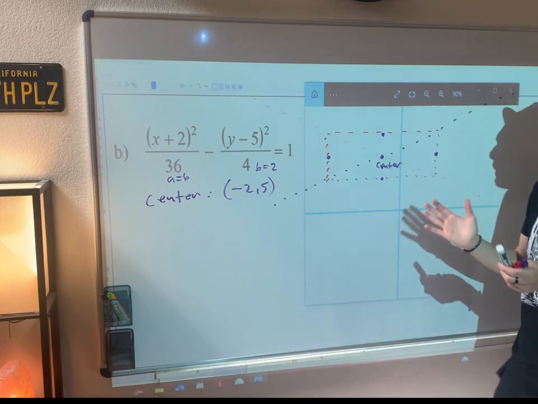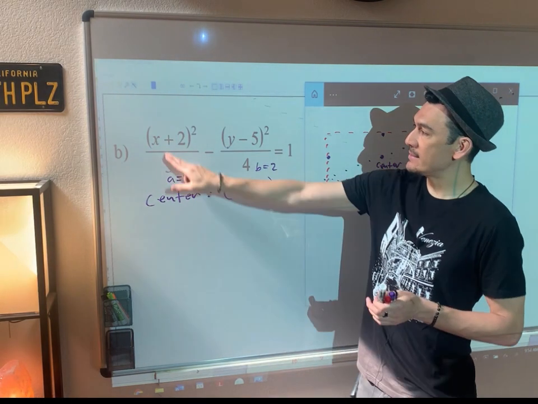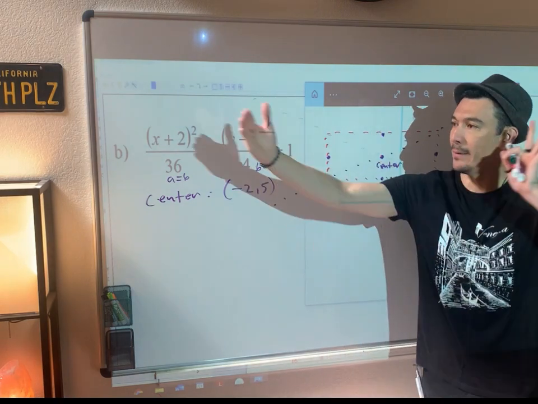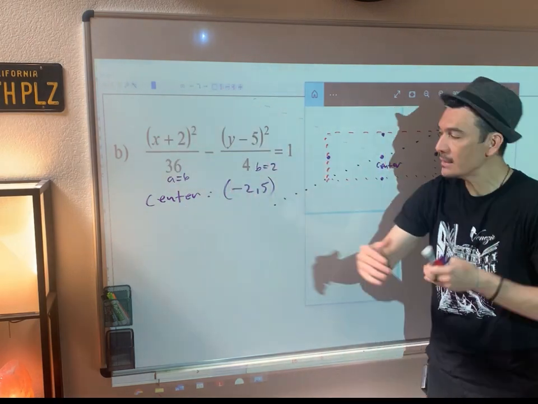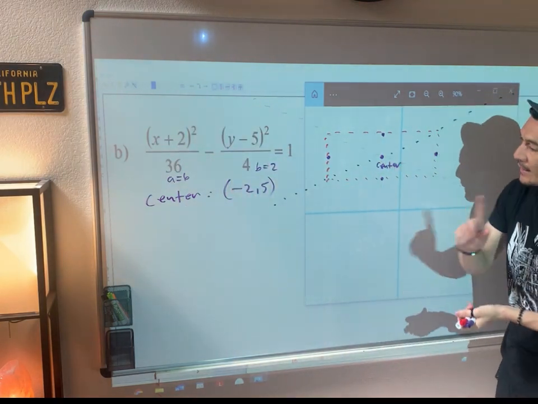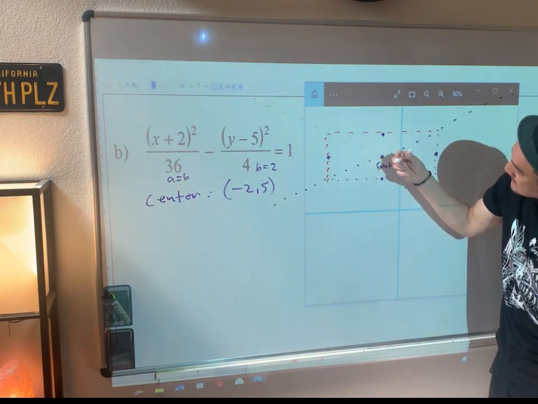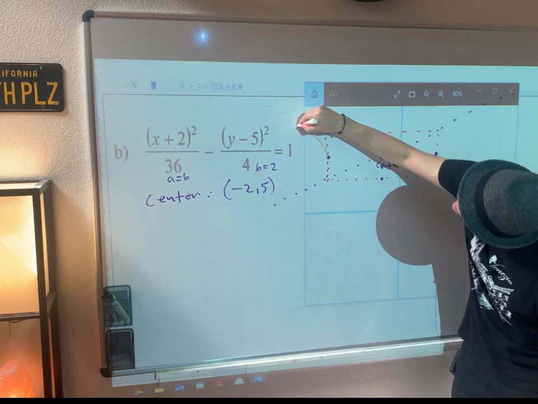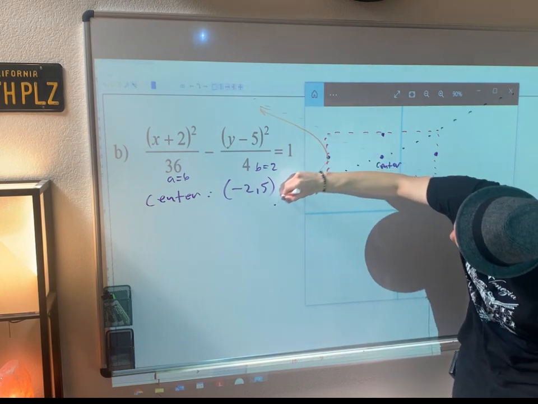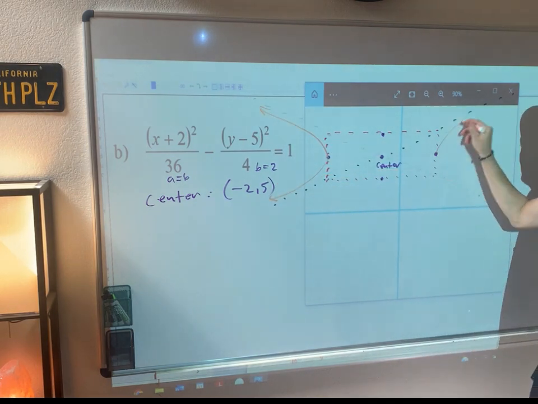Now, my hyperbola is which kind? Because the x's appear first, we know it's the horizontal variety, so they're going to be sideways. So the hyperbola here in orange, right, it's going to be like this. It goes through this point here, like that there. It goes through that one, and it goes through this one here.